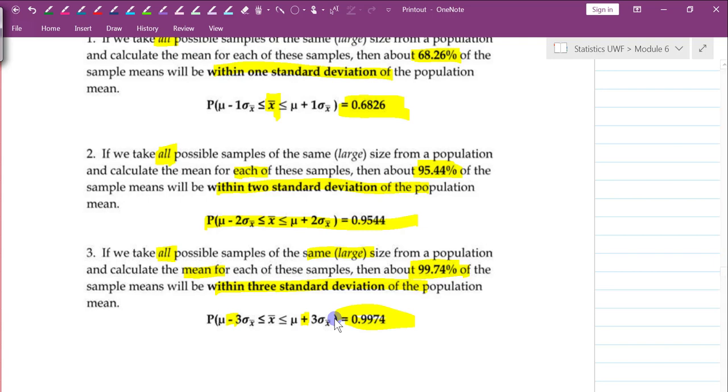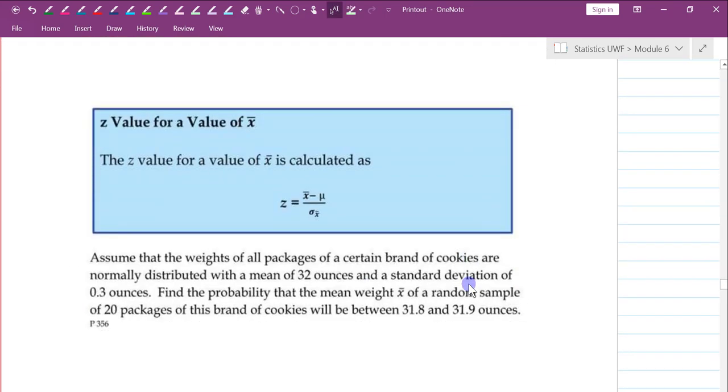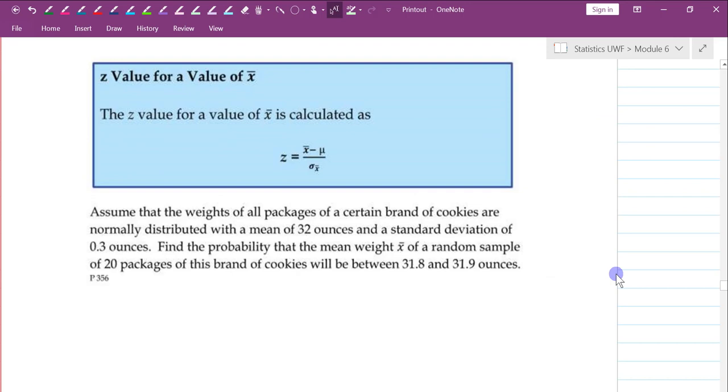Okay, now we've talked about the sampling distribution of x bar when n is large. We can calculate a z for x bar, and our formula is as follows. z is equal to x bar minus mu divided by sigma sub x bar. That is the same thing as x bar minus mu divided by sigma divided by the square root of n, because remember that sigma sub x bar is equal to sigma divided by the square root of n. So we just substitute that in.